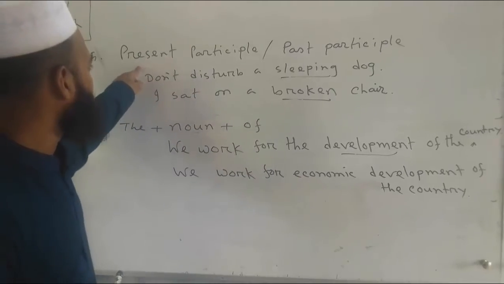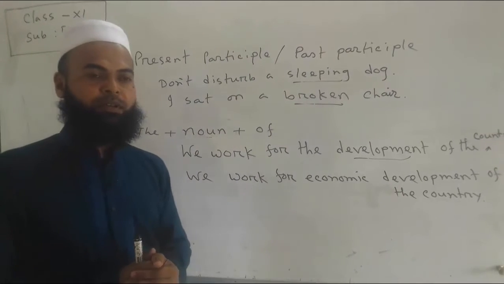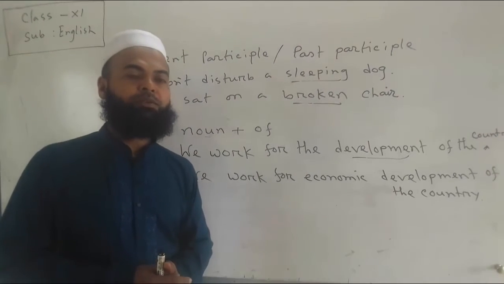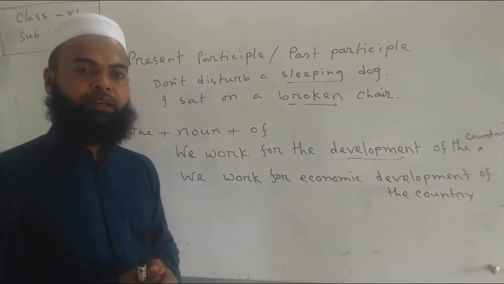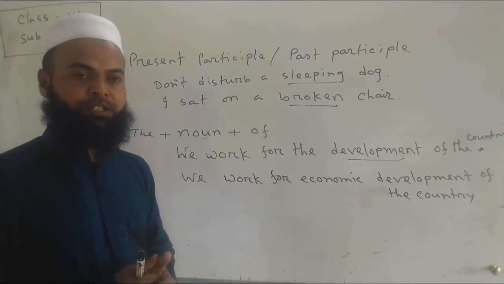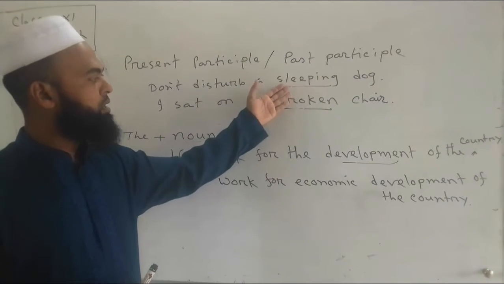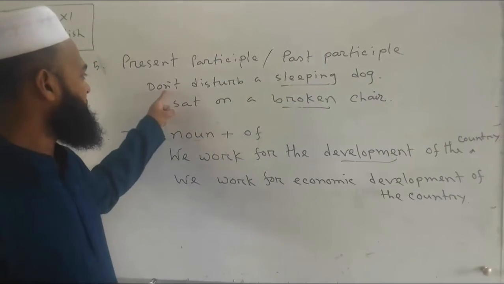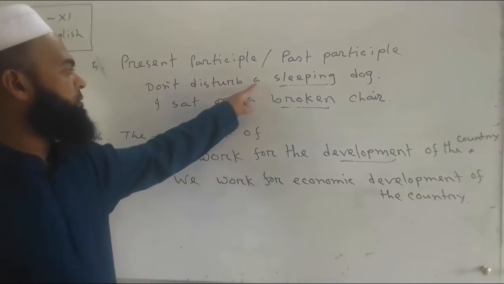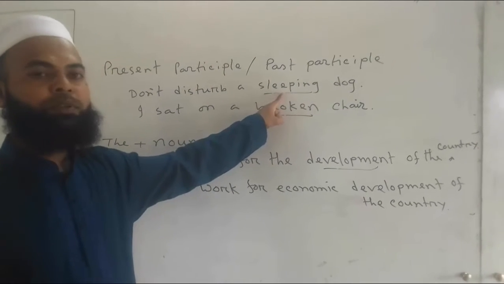Next point is present participle or past participle. Participles are used in a sentence both as a verb and as an adjective. Here we find participles used as adjectives. Look at the first sentence: don't disturb a sleeping dog. Sleeping is a present participle.